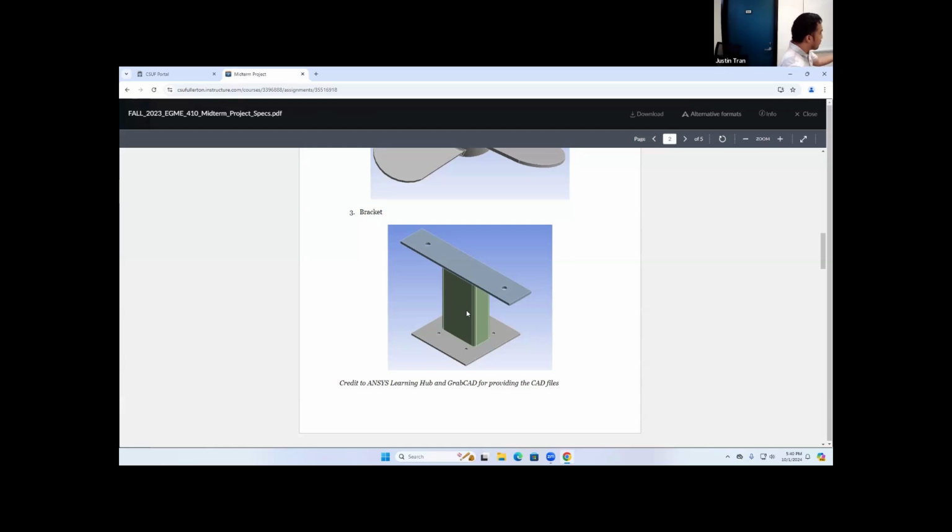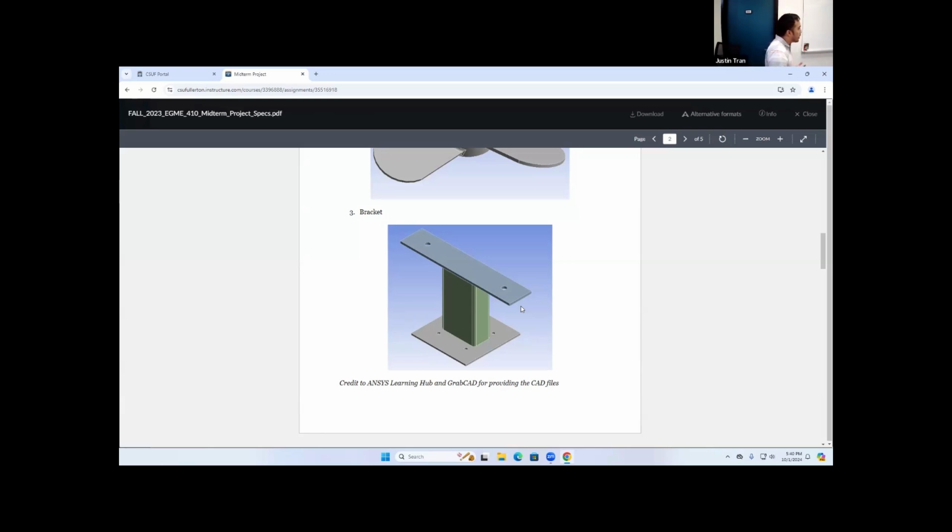if I were to mount a TV on this bracket, is it going to break, first of all? Second of all, is it going to deflect? Is the whole thing just going to flop over once you attach it? Okay. So that's the kind of question that I want you to think of for your analysis.